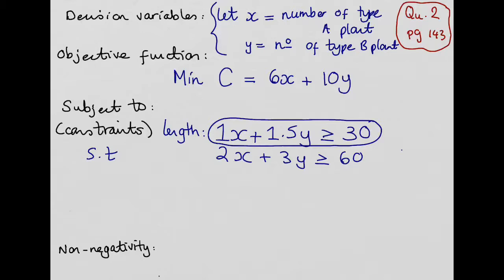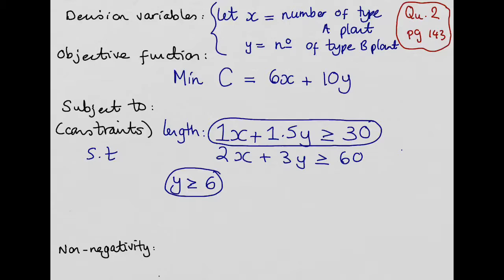There's one constraint done. If I look through the question, it talks about at least 6 of type B plant being needed. So y has to be at least 6. There's our second constraint, and that's to do with the number of type B plants. There's quite a challenging one about wanting at least twice as many type A as type B plant. And I often get this the wrong way round.